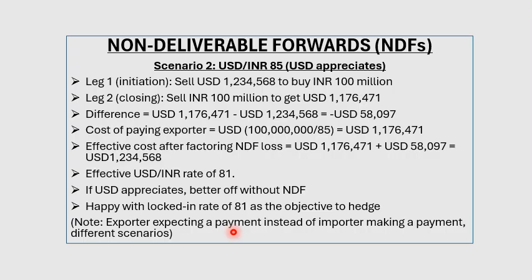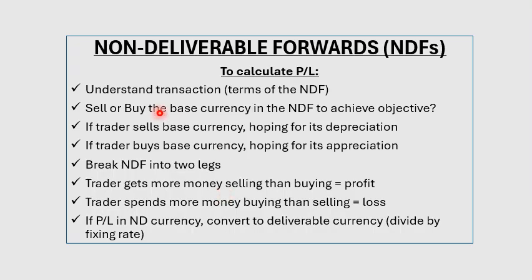Note that had we been talking about an exporter instead of an importer, the scenarios would have been quite different. So, if you want to calculate the profit and loss in NDF transactions, instead of trying to use a standard formula, simply try to understand the transaction. Basically, whether the trader would sell the base currency or buy the base currency in the NDF to achieve his objective. His objective could be locking in an exchange rate or making a speculative profit based on his market view or whatever. As discussed earlier, if the trader sells the base currency, he would be hoping for its depreciation. If the trader buys the base currency, he would be hoping for its appreciation.